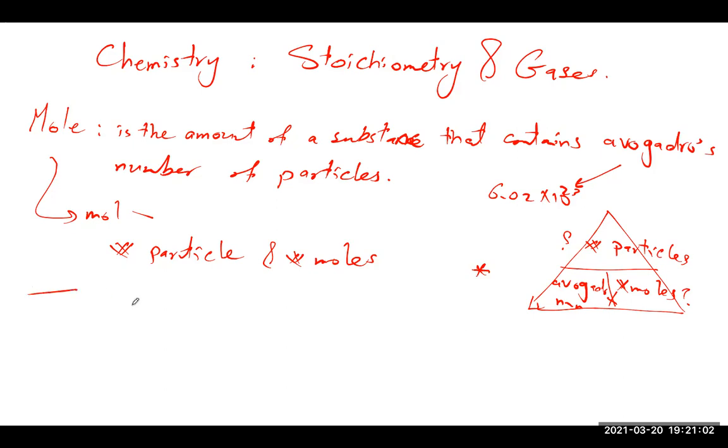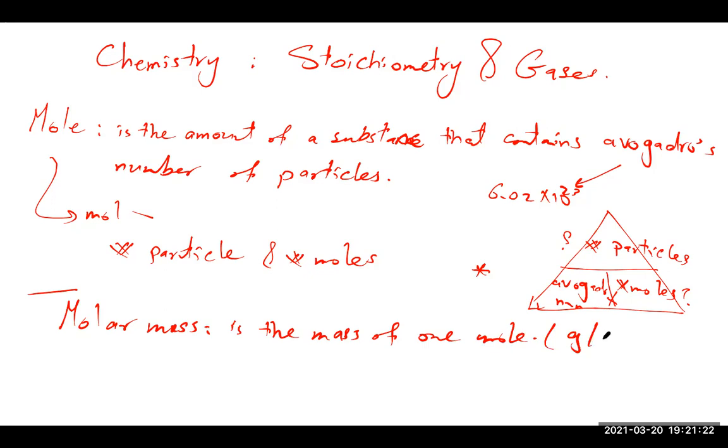Then we will move into a new definition, which is the molar mass. The molar mass is the mass of 1 mole. So if you have the mass of 1 mole, this is called the molar mass. And the unit of this one is grams per mole. And how do we calculate the molar mass? The molar mass is calculated from the masses in the periodic table. So we need to use the periodic table to calculate the molar mass.